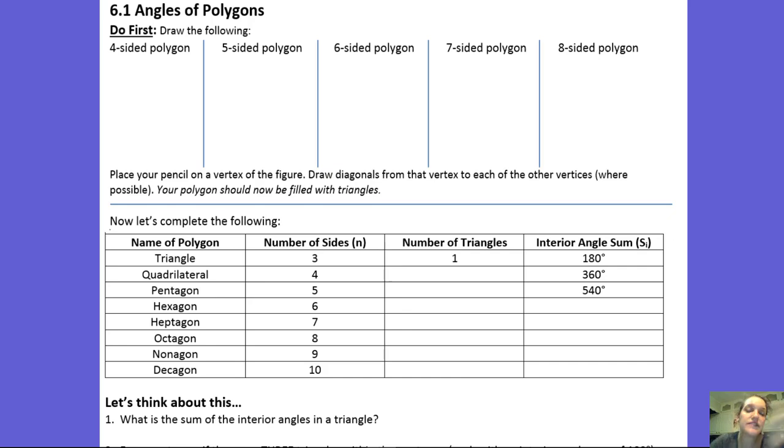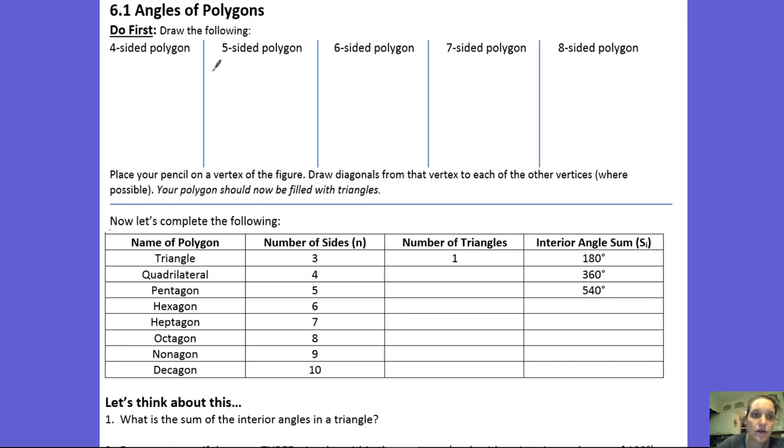So we're going to talk about angles in polygons. A polygon is a many-sided figure. Poly means many, so it has more than two sides. So three or more. So first, take some time to draw these five different polygons.